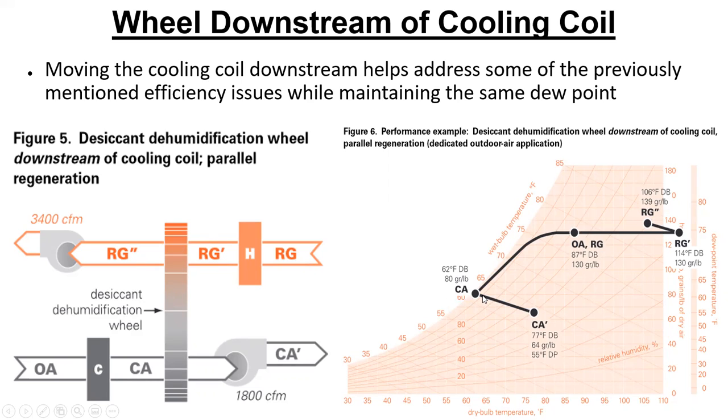And then just those water vapor molecules sticking to the surface add energy to the desiccant as well. And so we wind up there. So that's what this system looks like: desiccant dehumidification wheel, downstream cooling coil, parallel regen. Okay. So everybody jump in if you got questions. Otherwise, I just keep rolling.